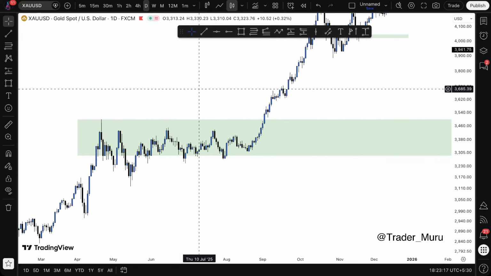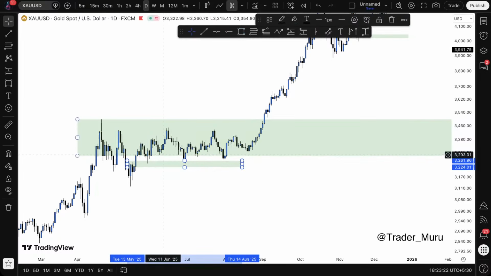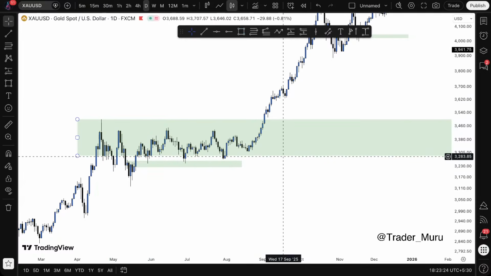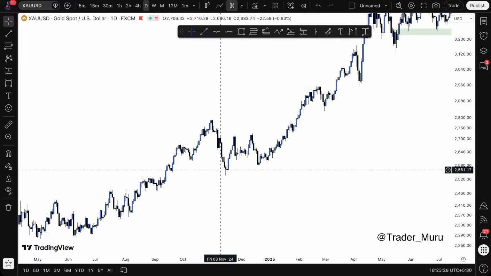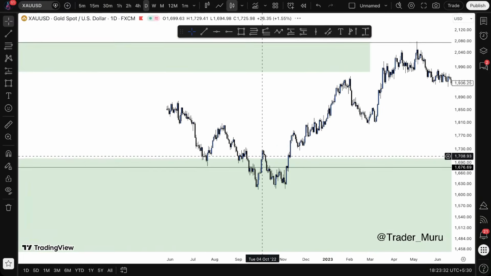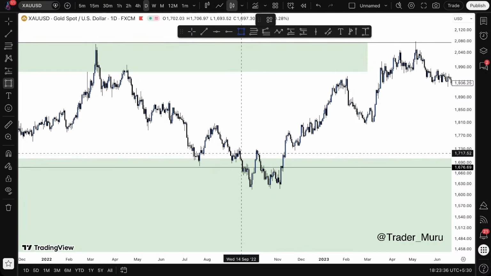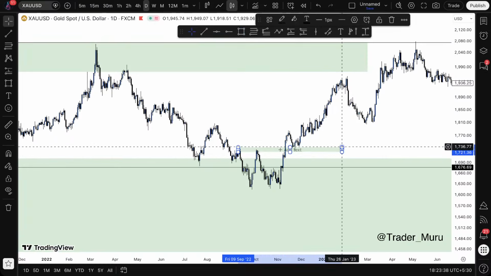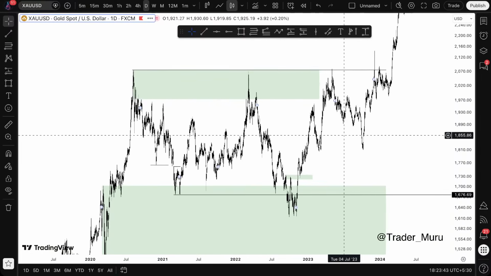After a break of structure, test again and then again pump. After the break of structure, test again and again pump. So it will give you entry.